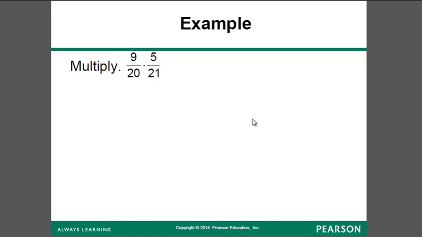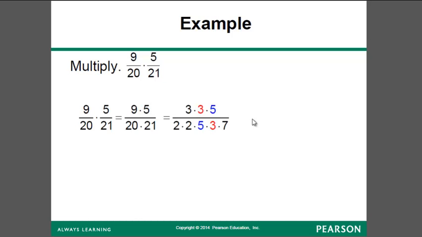Now let's look at 9/20 times 5/21. Again, multiplying fractions, I'm going to multiply straight across. At the same time, I want to simplify as much as possible. So I'm going to factor out my numbers. I factor 9 out into 3 times 3, and then I have my 5. 20 becomes 2 times 2 times 5, and 21 becomes 3 times 7.